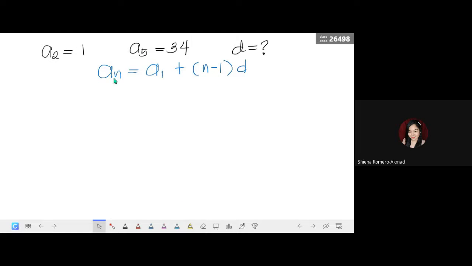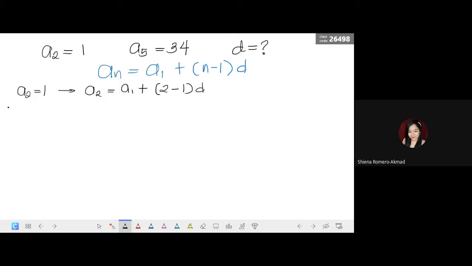Nadi-distract ako. So we'll have A sub n equals A sub 1 plus n minus 1 times the difference. Next, after this, you are going to look for the formula of A sub 2 or A sub 5. So, yun yung ginawa natin last time, no? Sina-substitute lang natin yung n dun sa formula and yung kanyang value. For example, sa A sub 2, which is equal to 1, yung formula niya is A sub 2 equals A sub 1 plus yung n natin is 2 minus 1, right? Times the difference.